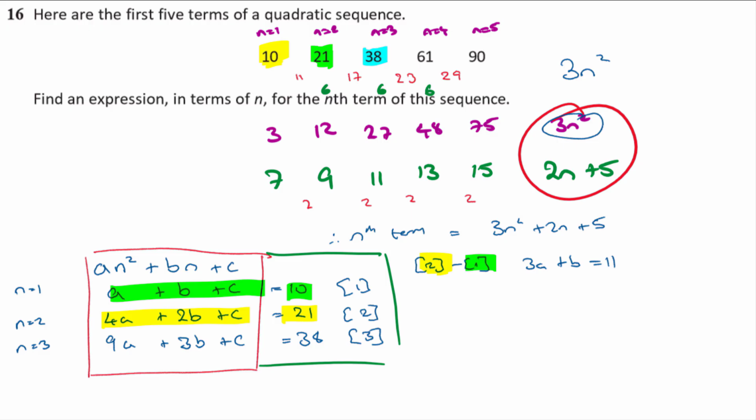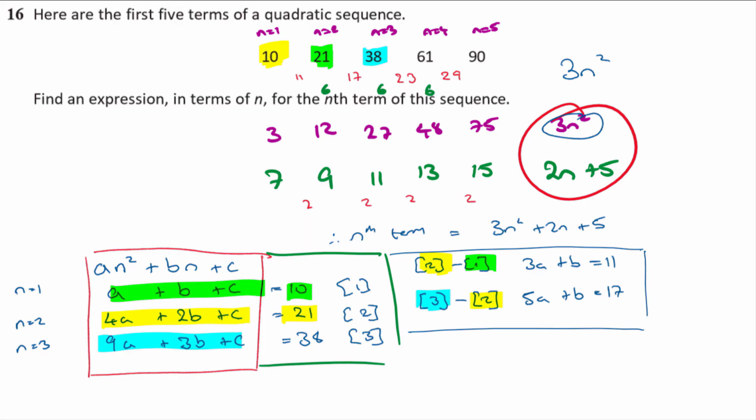Okay, and then I'm going to do the same thing. I'm going to do equation 3 take away equation 2. Equation 3 is this one, equation 2 is the yellow one. So taking the yellow one away from the blue one, 9a take away 4a is 5a, and 3b take away b is b, and 38 take away 21 is 17. Okay, so now I'm left with two equations in two unknowns. Okay, so that's my second step.